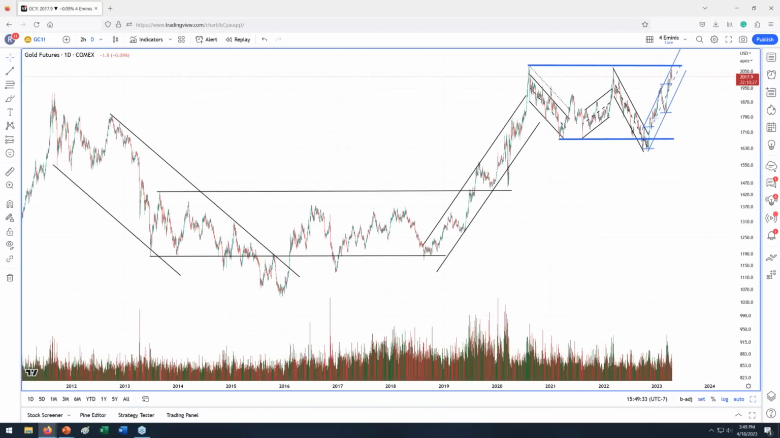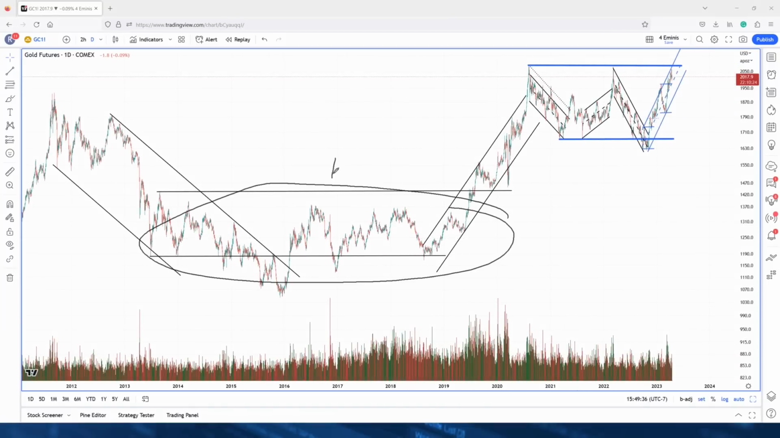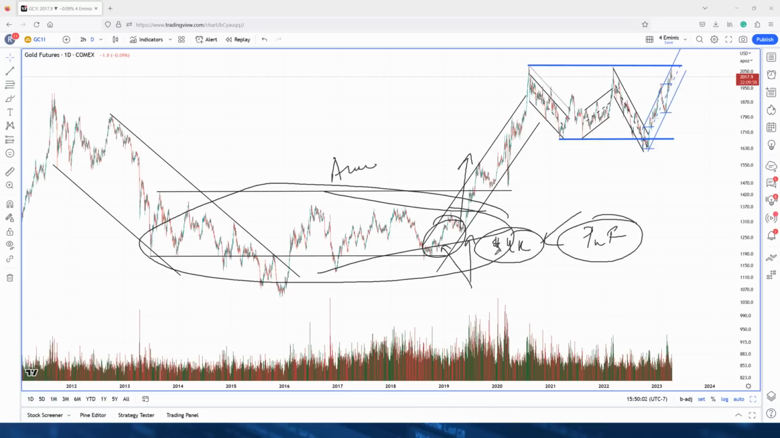So this whole structure where we've seen the original accumulation, hard to think about this, but back right here and here, we were calling for gold to go to 4,000. This was the highest PNF count that I had for this whole structure. Nobody would believe me. I actually had a call here in 2019 that we're going to get out of the apex formation and reach 1,500, and that was a very interesting bet.